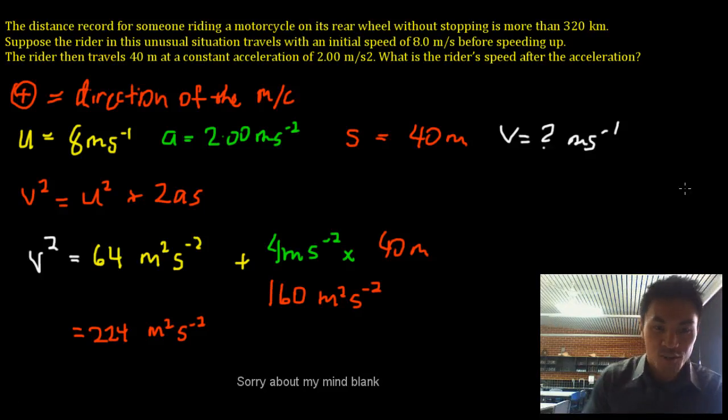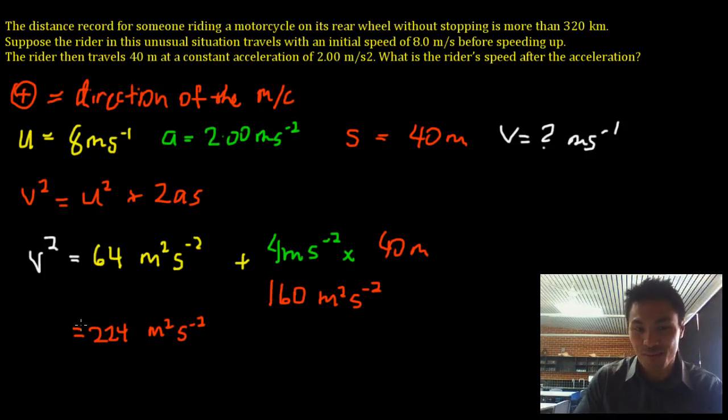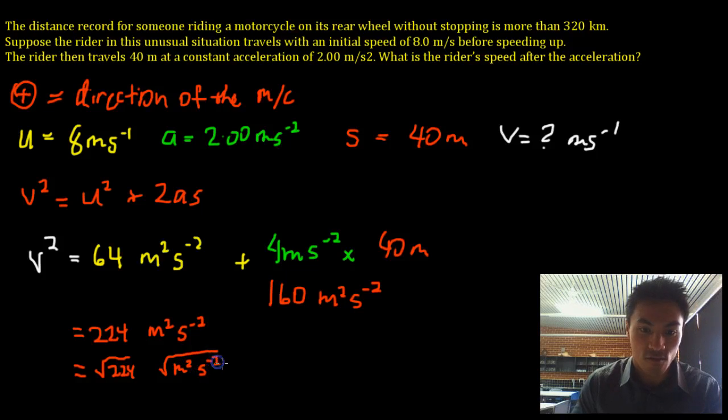Okay, sorry about that, I was just checking my math. I think my math works out. So 64 plus 160 should be 224 meters squared by seconds to the negative 2. If we square root that, I'm going to separate each term. So if we square root 224, and what happens if we square root meters squared and seconds to the negative 2?